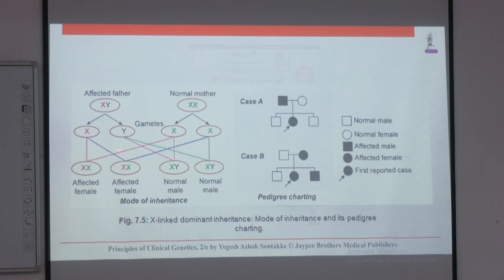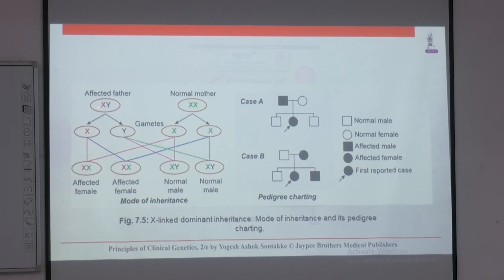Because this is a dominant gene, a single gene is going to express in the female or the male subject, it doesn't matter, only one is enough. So this affection from father to daughter is a hallmark of this kind of X-linked dominant inheritance.